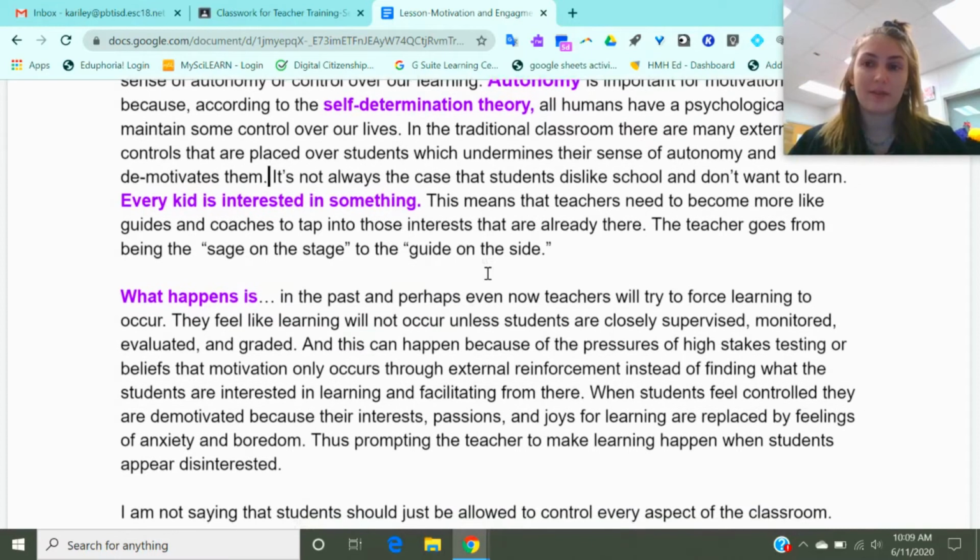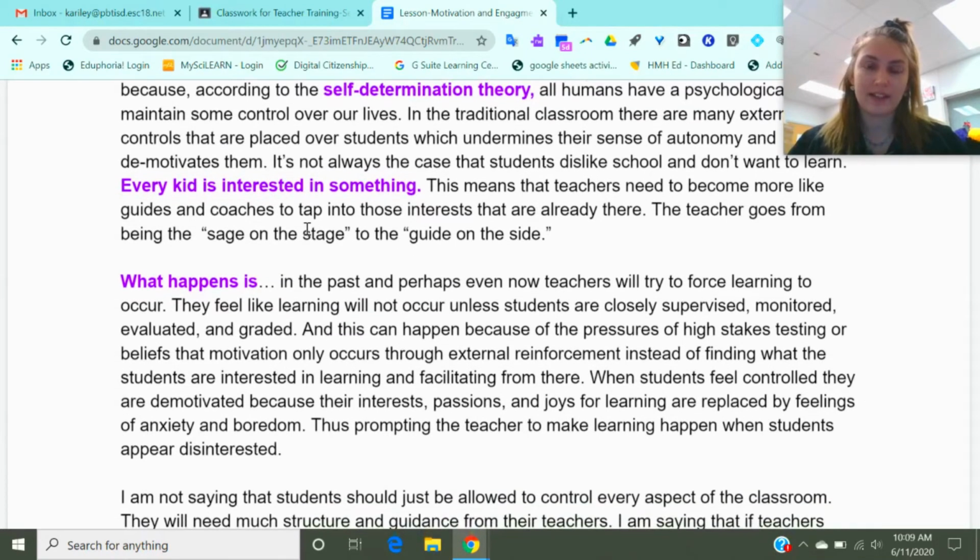So what this means for us in education is that our roles are kind of shifting anyway, especially with the fact that we have the internet and every kid has a piece of technology and they can look up their answers. What this means is that our roles are shifting to more of guides and coaches. So instead of just trying to control and motivate with external rewards, we want to try to tap in to those interests that are already there.